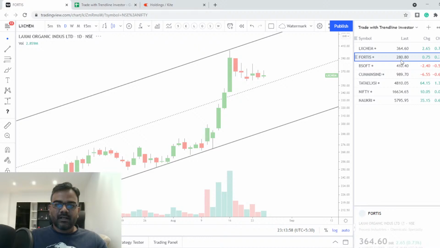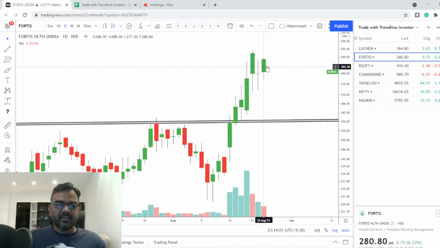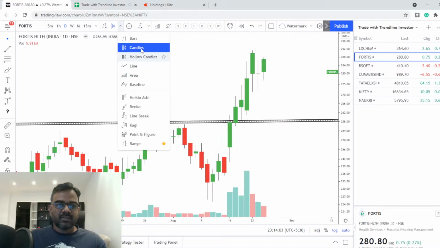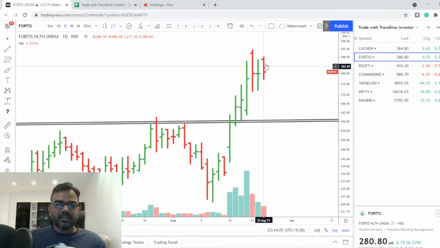So next is Fortis. Fortis had a red day. Again, as I mentioned, TradingView sometimes shows wrong candles, but this is a red day, right? Fortis, after this move on 20th August, it's just going sideways.